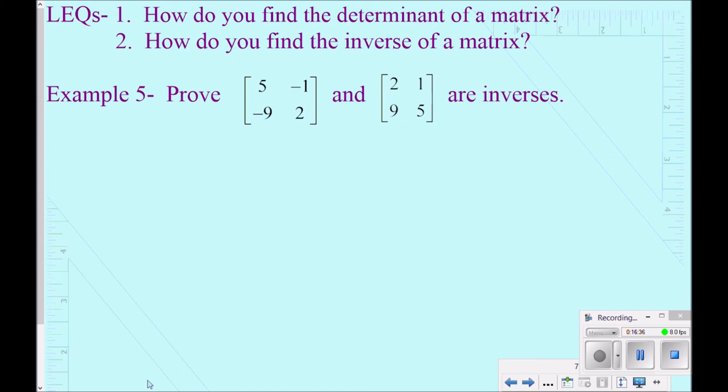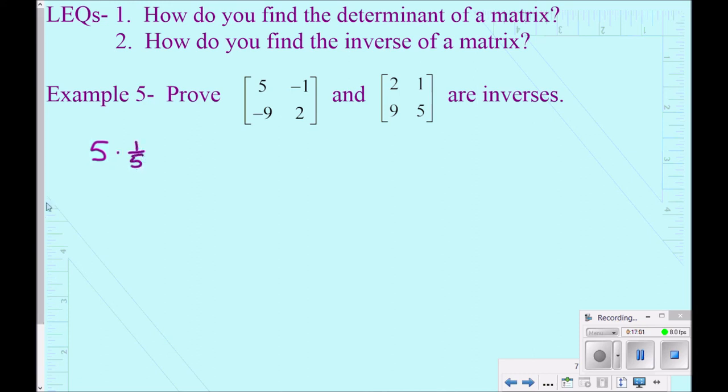Another way, though, is thinking about what an inverse is. I have to kind of explain that a little bit, and to explain that, I'm going to just talk about numbers for a moment. If I have a number, 5, and I look at its multiplicative inverse, well, multiplicative inverse is a fancy way of saying reciprocal. So its reciprocal or multiplicative inverse is 1/5.